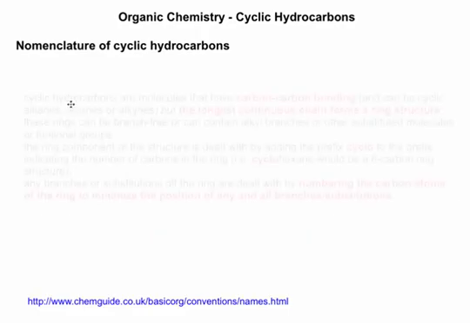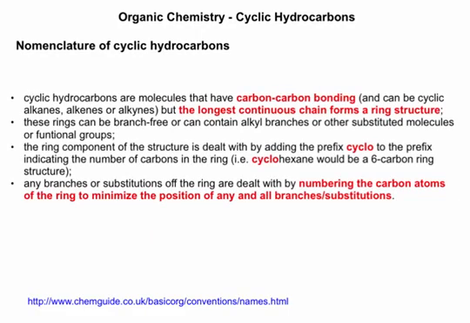Just in terms of some things you need to remember for naming cyclic hydrocarbons. So molecules that have carbon-carbon bonding, but the longest continuous chain forms a ring. So that's important. What you're now looking for is if the longest continuous chain is part of a ring structure, that dictates it's now a cyclic hydrocarbon. These rings can be branch-free or can contain alkyl branches, and as we'll learn later, could actually have other substituted functional groups. The ring component is dealt with by adding the prefix cyclo to an alkane name. That's really the only difference.